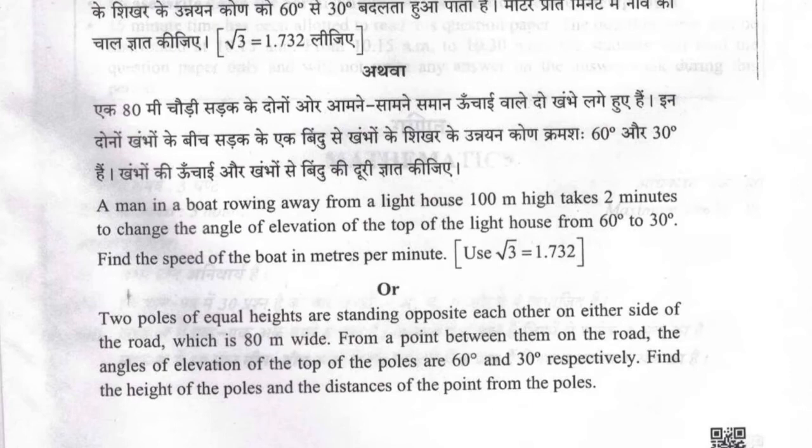30th question. A man in a boat rowing away from a lighthouse which is 100 meters high takes 2 minutes to change the angle of elevation of the top of the lighthouse from 60 degree to 30 degree. We need to find the speed of the boat in meters per minute.